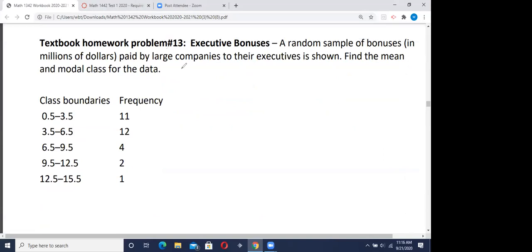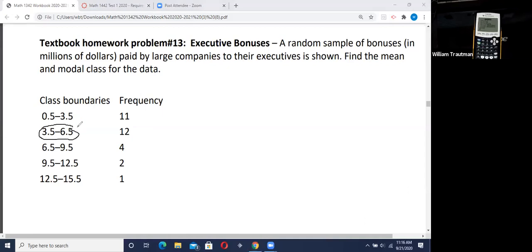3.5 and 6.5. Yes, the one with the highest frequency. This is the modal class. 12 is not the modal class, it's the frequency. This is the class, and that is the modal. That is the class that has the highest frequency. So 3.5 to 6.5 is the modal class. Now we have to find the mean.